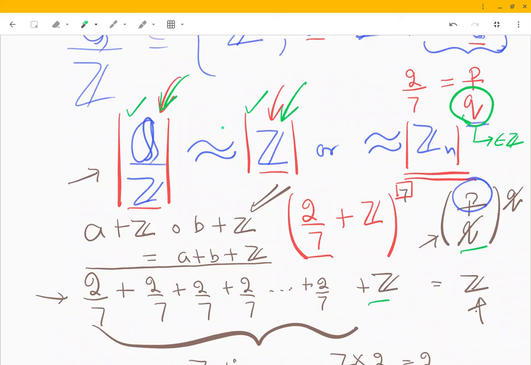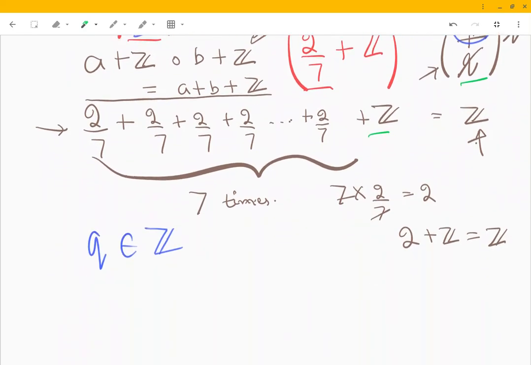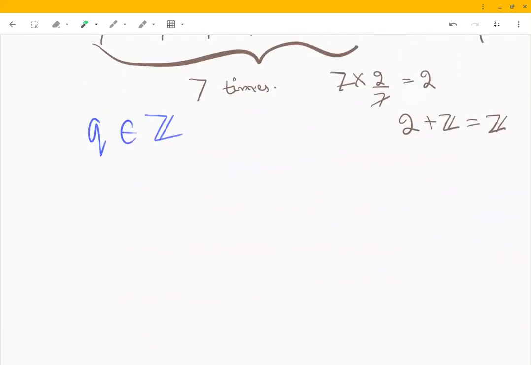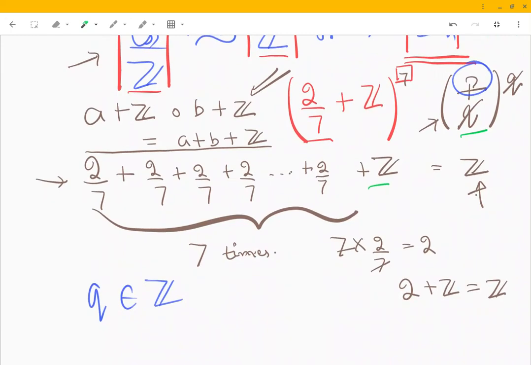Let's look at the elements of these two individual sets. We looked at an element 2 by 7. Now let's take a look at an element 2 belonging to the set of integers. What is the cardinality of 2? Or no, cardinality is not the right word. What is the order of 2? Infinity, right? You can operate 2 any number of times. 2 plus 2 plus 2, any number of times. We are never going to get 0.